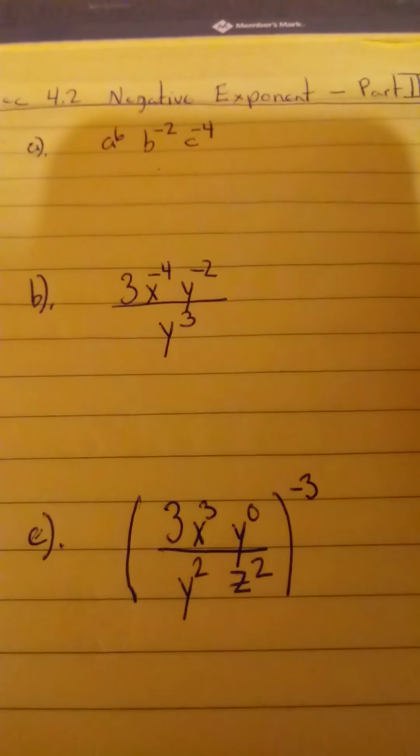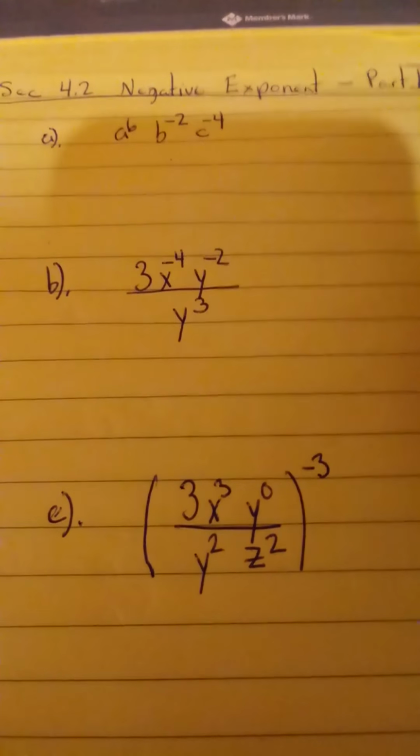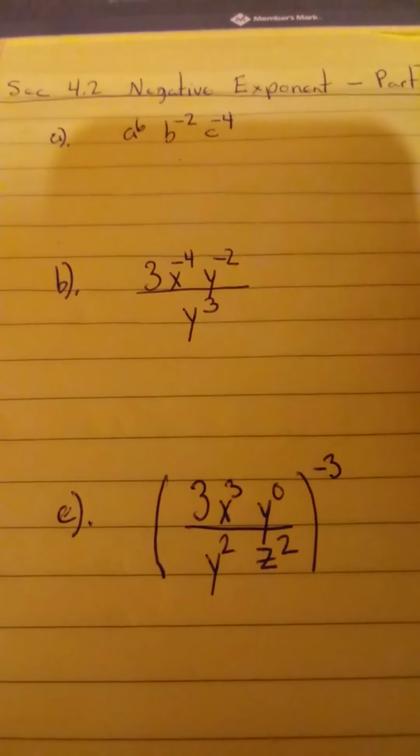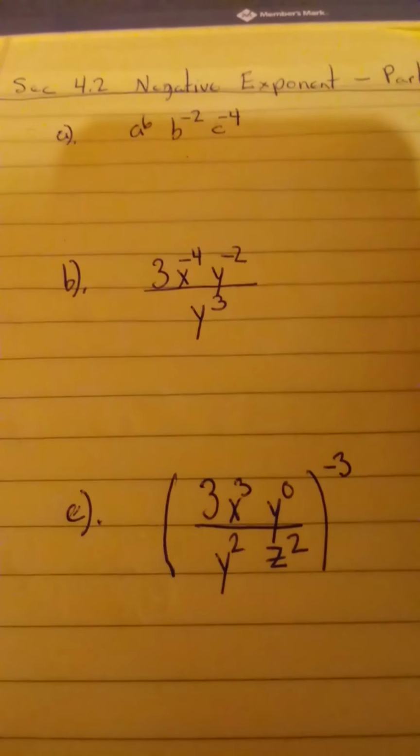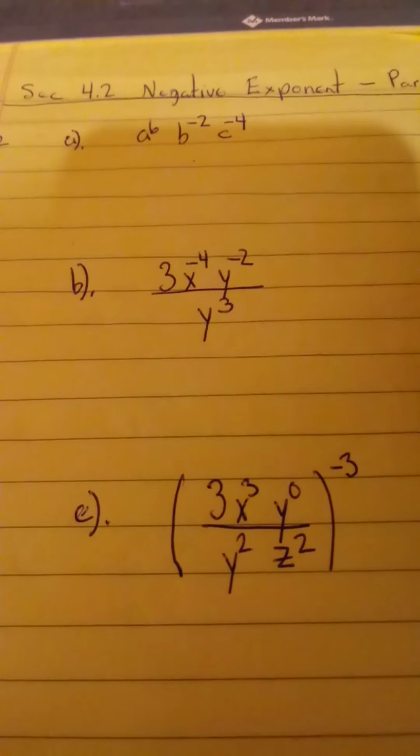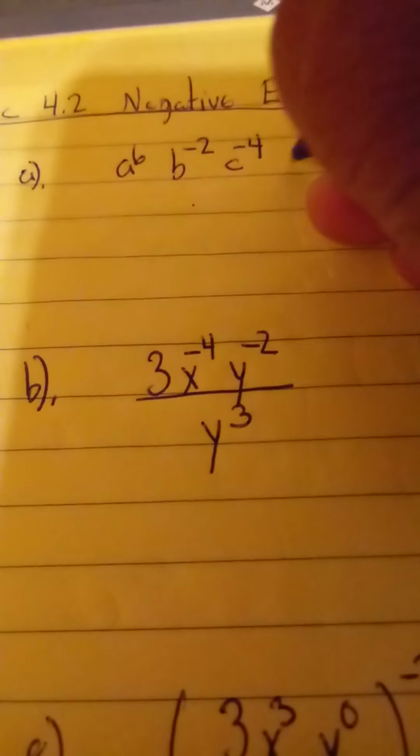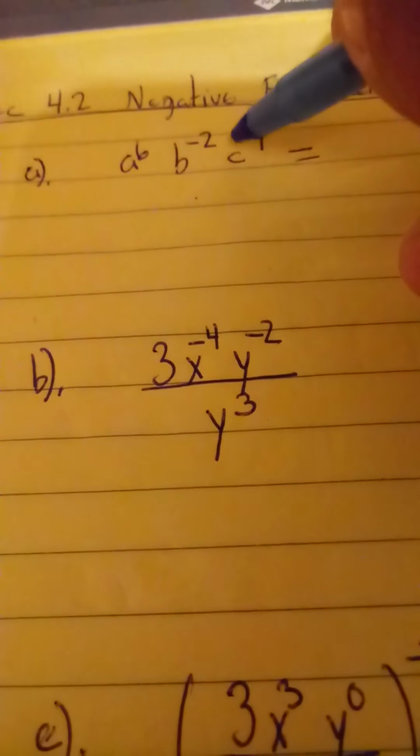Okay, class, we're in part 2 of section 4.2. We're going to do these three problems, A, B, and E, excuse me. So let's go ahead and start with the very first one there. So we take a look here. We have two negative exponents there.